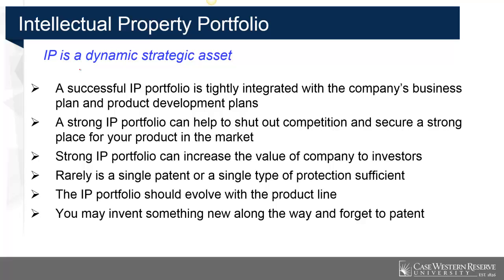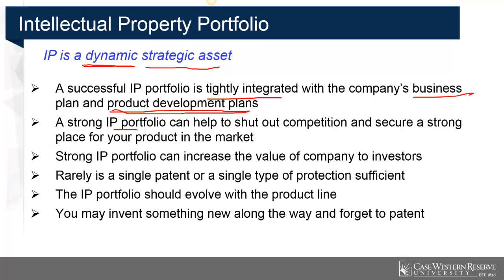So intellectual property, it's a dynamic strategic asset, okay? The emphasis here is on dynamic. We talk about strategy, and we talk about a portfolio that is an array of intellectual property protections, and it could be a series of patents. It could be patents plus trademarks, copyrights. Again, a portfolio, a basket of tools here, in which the portfolio is tightly integrated with the company's business plan and product development plans. So I think diminishing are the days when somebody just had an idea and they patented it. I think it's really about people conducting activities that are aligned with the company's business plan and the product development plans.